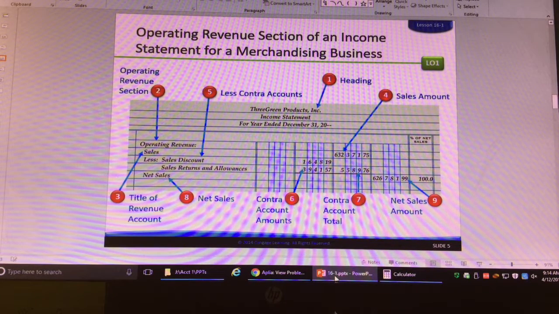On step 6, you're going to actually write the amount of the sales discount and the amount of the returns and allowances in the second column. So you're going to tab over. On step 7, you're going to add the sales discounts and the returns and allowances. This is going to give you $5,589.76. On step 8, you write net sales, and then step 9, you go ahead and subtract. This is going to be the full amount for your net sales.